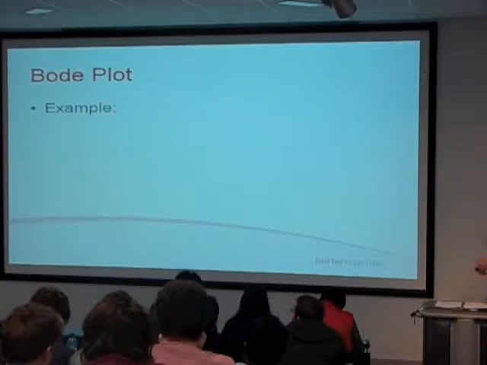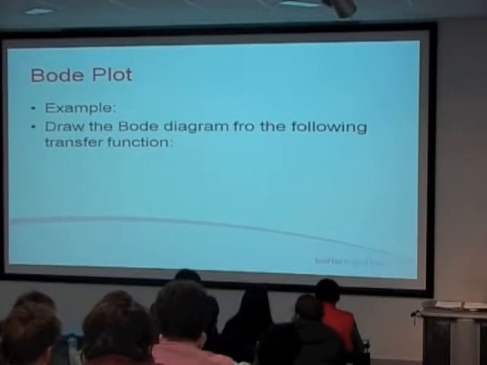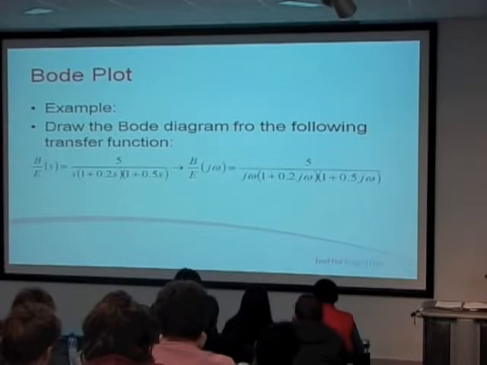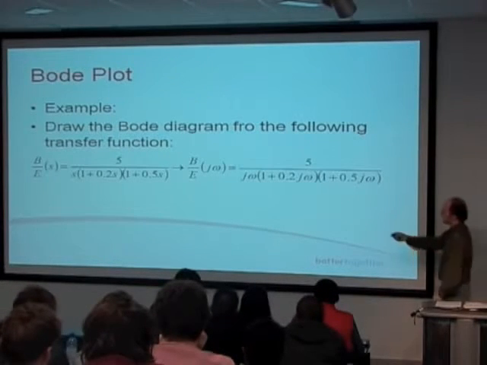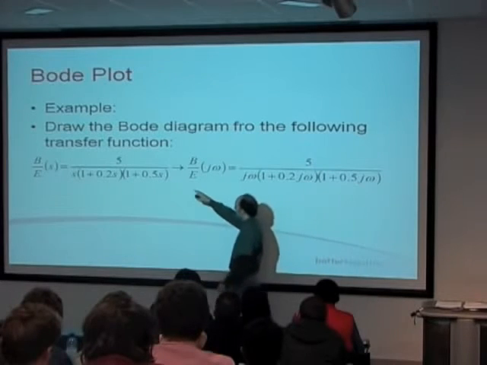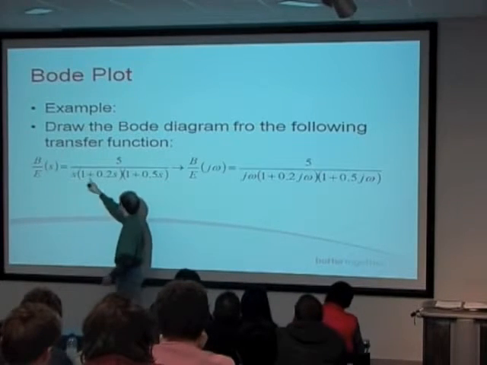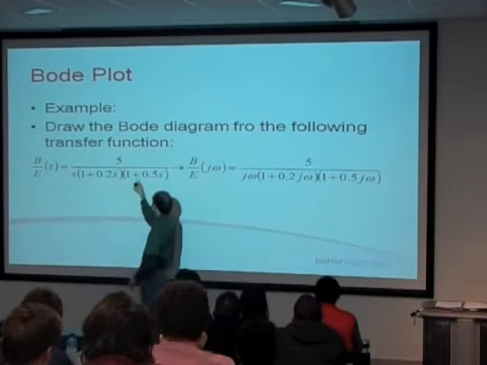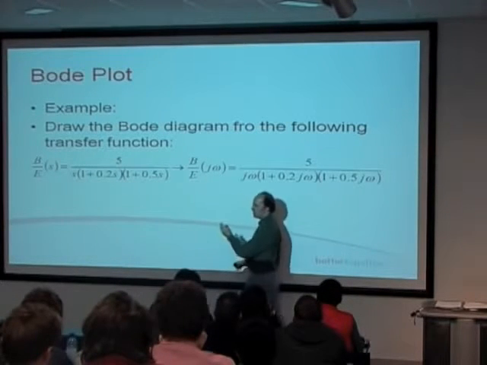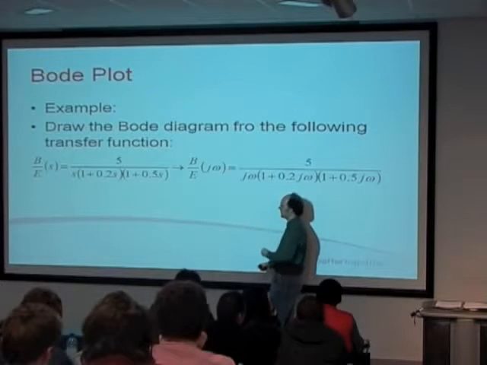And so let's do an example. Draw the Bode diagram for the following transfer function. Okay, so here's our transfer function. We've got a gain of 5. We've got a 1 over S term. There's our integrator. And we've got one first order lag and a second first order lag, 1 plus Tor S and 1 plus Tor S.